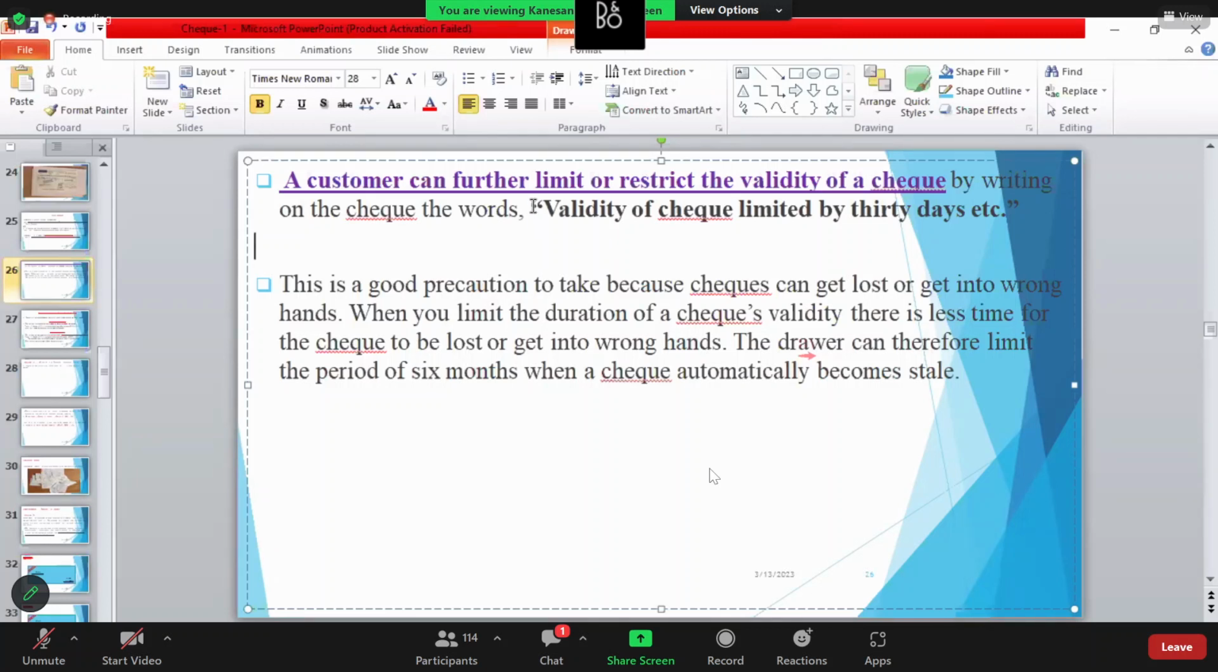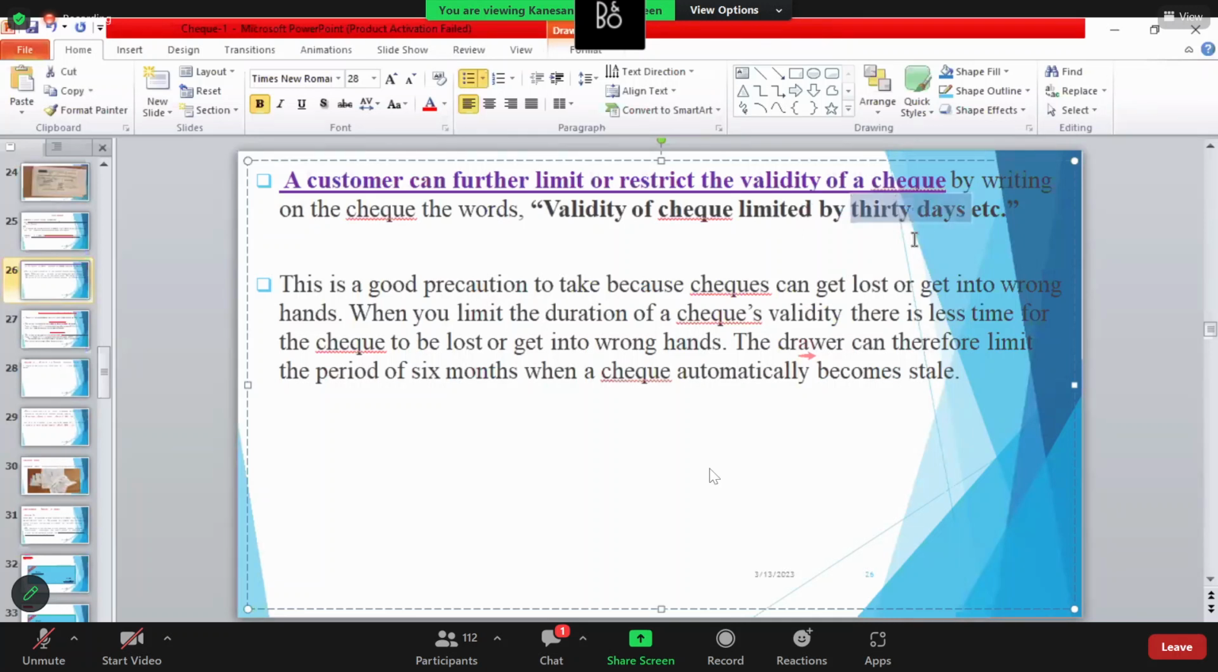I can write on the check, validity of the check limited to 30 days. See, only for 30 days the check is valid. If so, Avani has to go to the bank within 30 days and get the payment. Generally, the check is valid for 6 months, and within 6 months any day you can go to the bank and get the payment. But if I limited the check, it is valid for only 30 days.